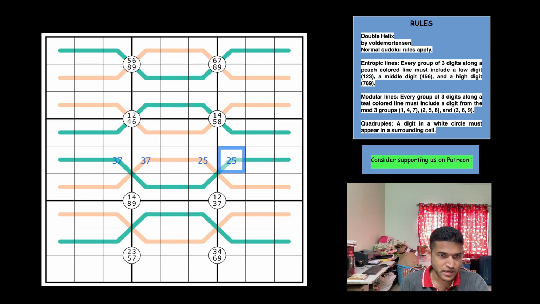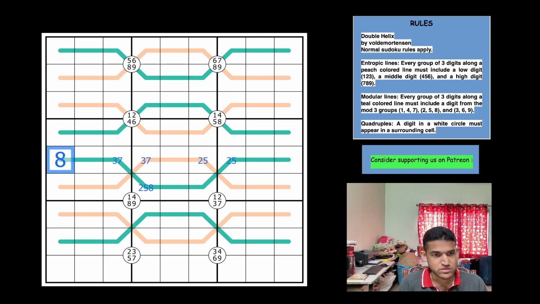Now, this is a teal colored line, which will take the modular groups. So if this is A, this would be B, this would be C, and this would be A again. So which means this would be 2, 5, 8 because it would be the same as this one, right? 2, 5, 8, 2, 5, 8. So again A, B, C, A. So this would be 2, 5, 8 again. But you have a 2, 5 in here. So this is not a 2, 5, that's an 8.